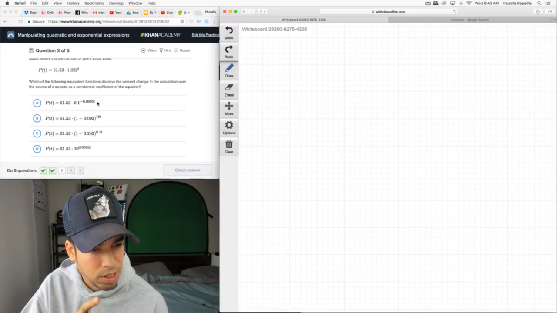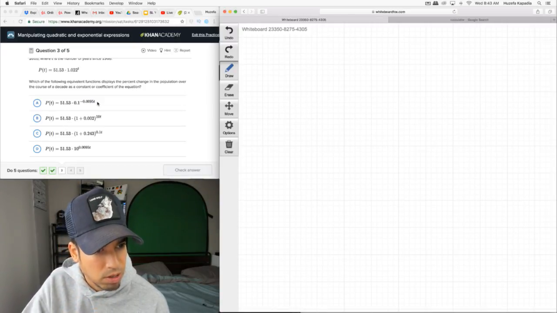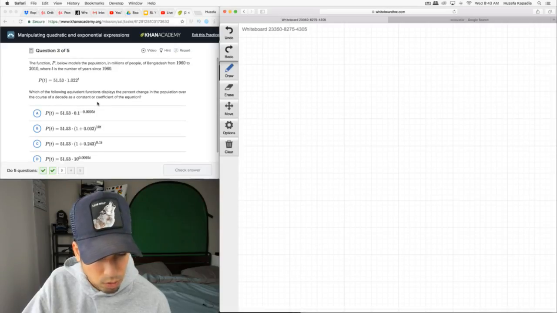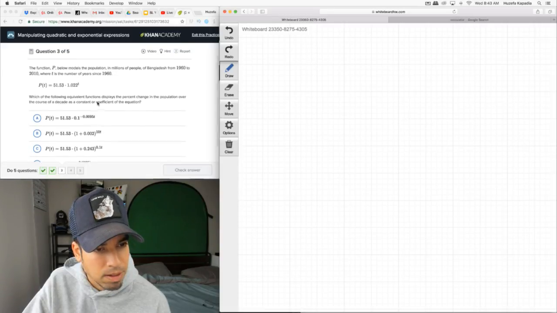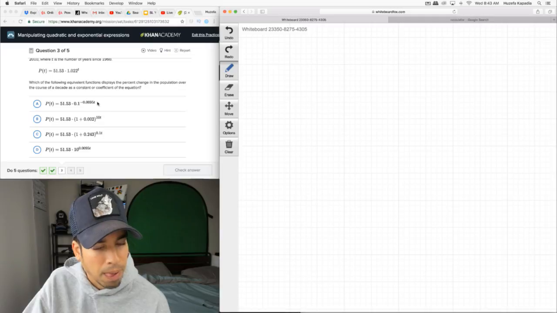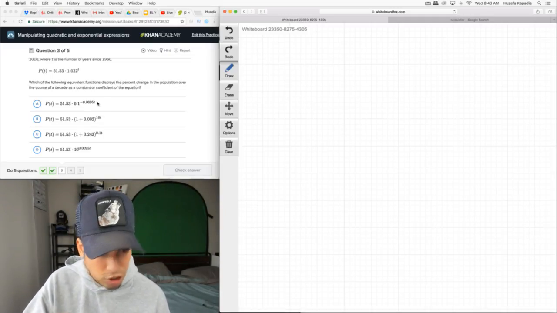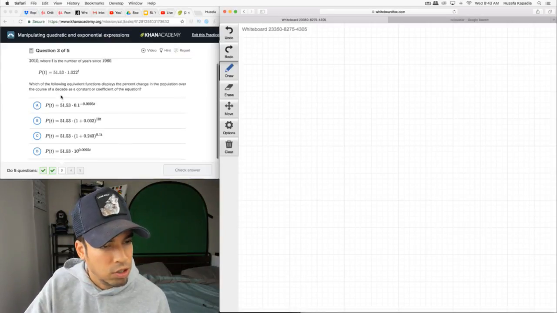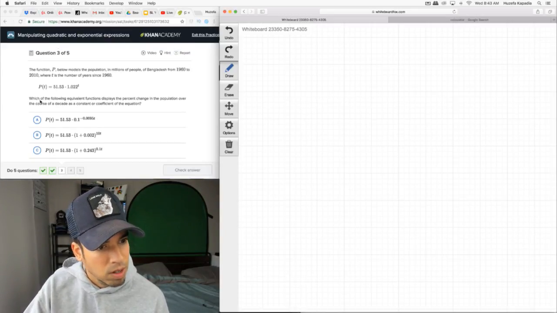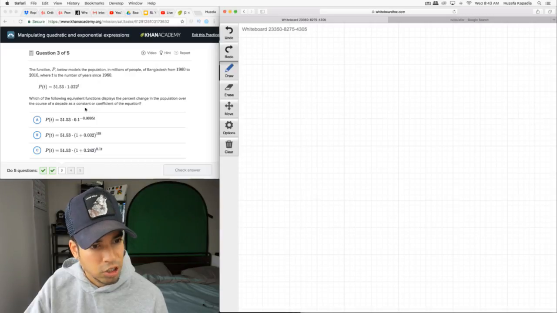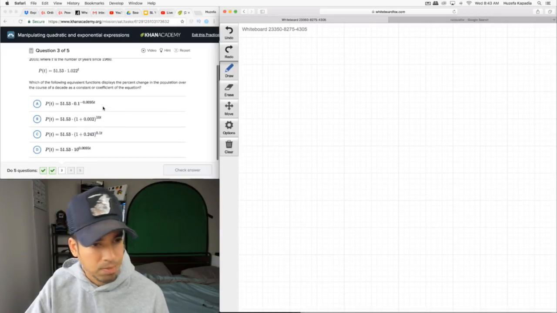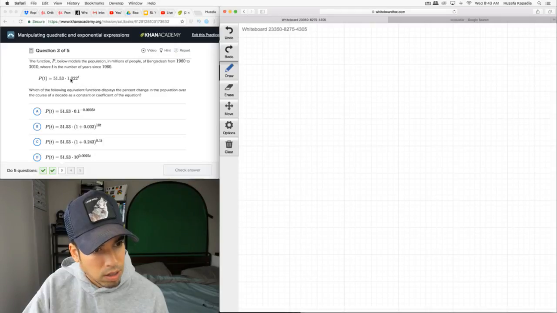Now, if we're talking about a percent change, the thing that's throwing me for a loop is we should be dividing by the starting point, right? Because it should be the percentage up from the previous decade or from the previous year. Let me read this one more time, make sure I'm getting it correctly. Which of the following equivalent functions displays the percent change in the population over the course of a decade? Oh, the percent change as a constant or coefficient in the equation. Okay. It looks like I get what it's saying.